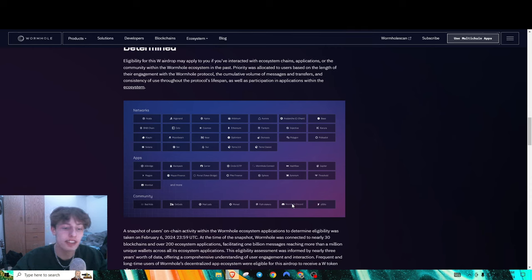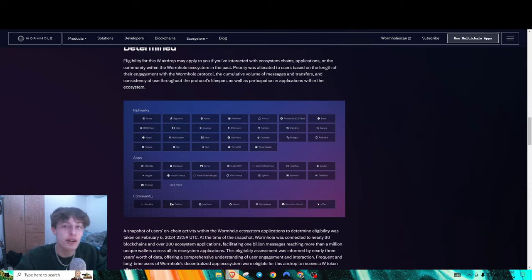Another very interesting thing here is that they did end up rewarding Wormhole Discord users. Now, I didn't really see this for many other airdrops in the past, but it's pretty cool. And one of my friends actually got airdropped 8,000 Wormhole tokens just by being an active Discord member. So he literally had to do zero transactions on the blockchain, nothing. All he did was chat in Discord, and he got 8,000 tokens.